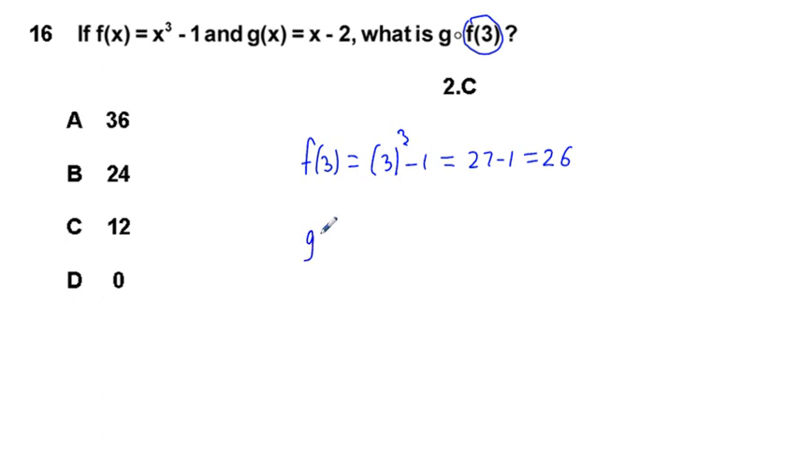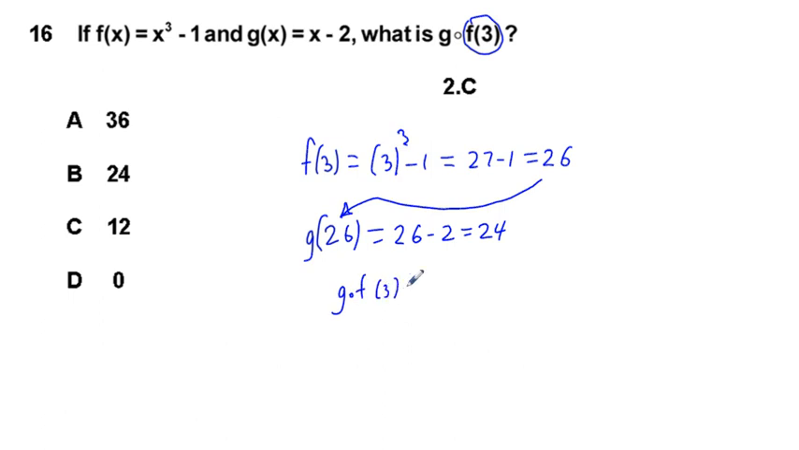And then we're going to find g of that. G of 26, I'm going to put the arrow here, g of 26 is going to be equal to 26 minus 2, which equals 24. So we conclude that g of f of 3 is equal to 24. So B is our correct answer.